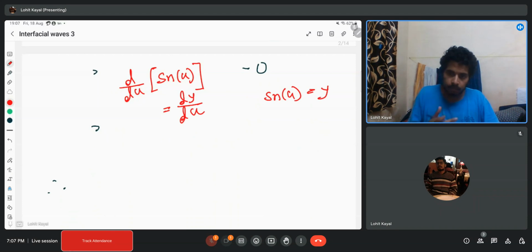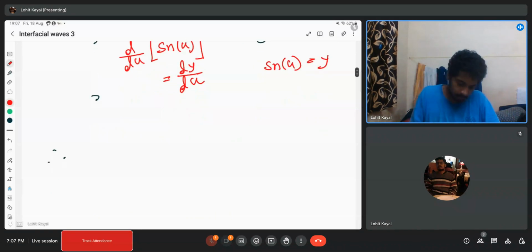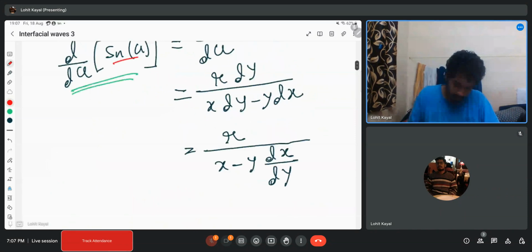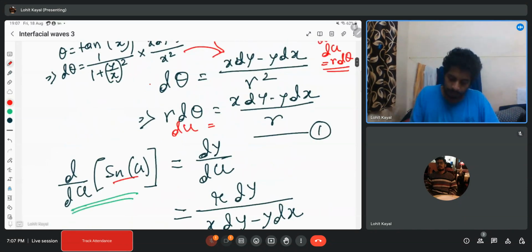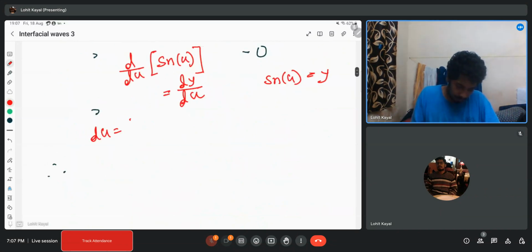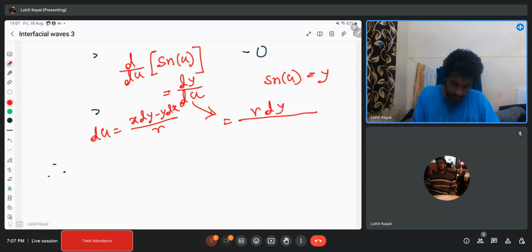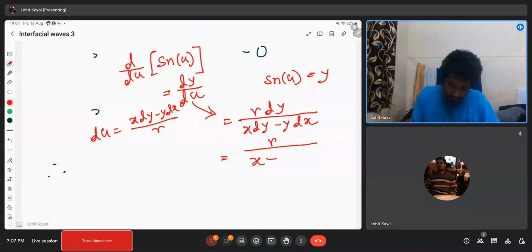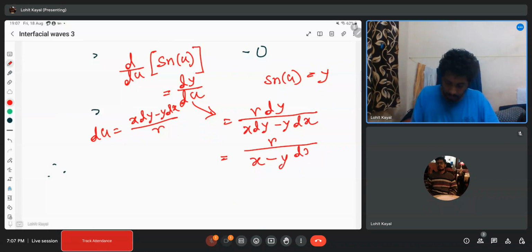Now, you need to find some functional relationship of y and u. So how to do that? We already know what du is, right? We know that du equal to x dy minus y dx divided by r. So from here we will get dy by du equal to r divided by x minus y dx by dy.